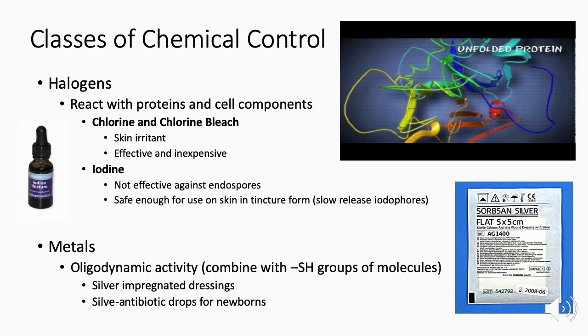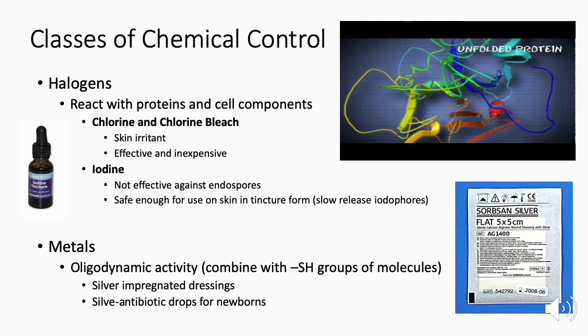Other classes of chemical control include the halogens. In the halogens, we have proteins that get denatured, along with other cell components. Chlorine and chlorine bleach are known skin irritants. You can't use them on skin, but they are very effective and fairly inexpensive. Then there's iodine. Iodine does not work against endospores, but it's safe to use on the skin, like an iodine tincture. Usually it's diluted and it works using iodophores.